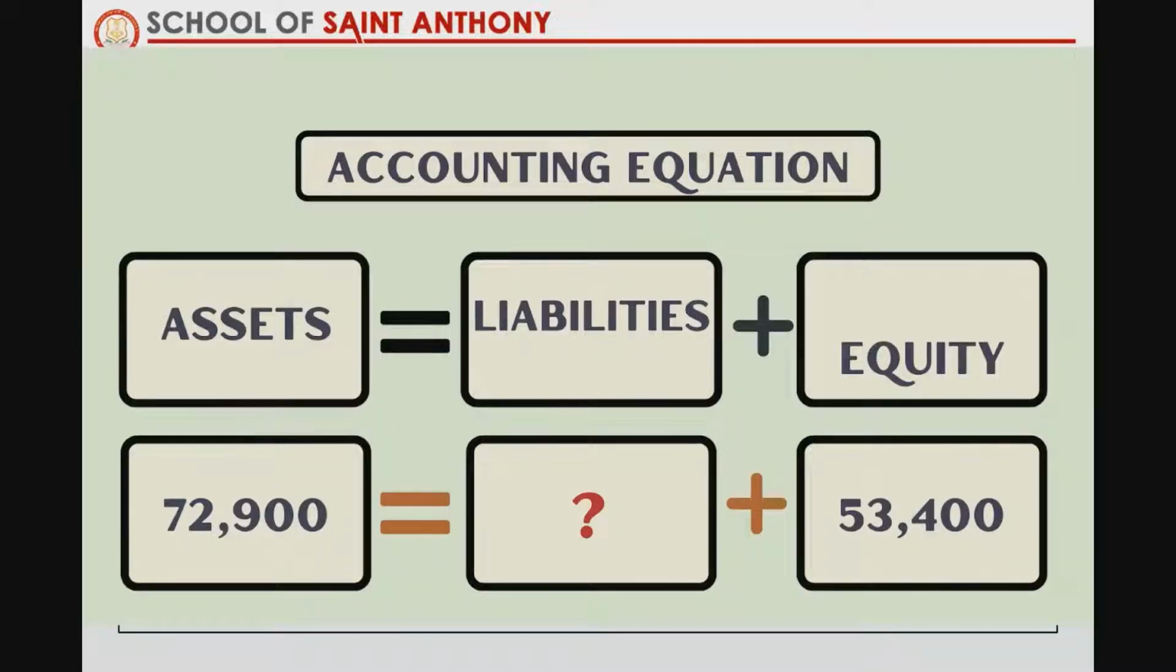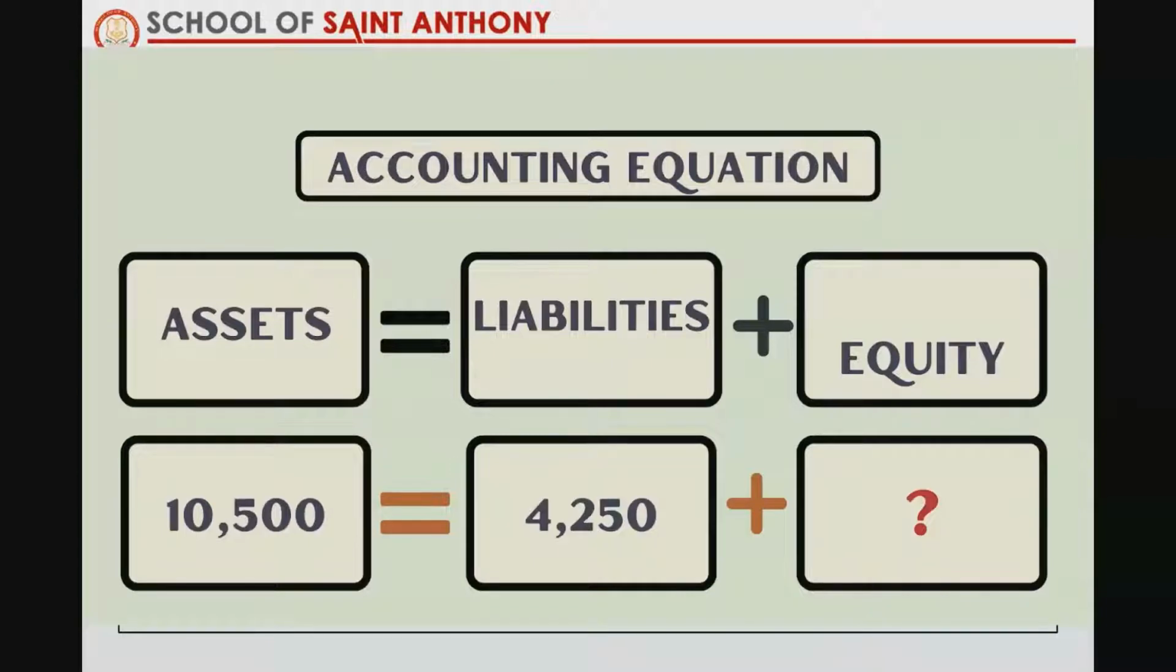Another example, what if our total assets is 72,900, and our total equity is 53,400? How much will be our total liabilities? It should be 19,500, so that our assets is equals to our liabilities plus equity.